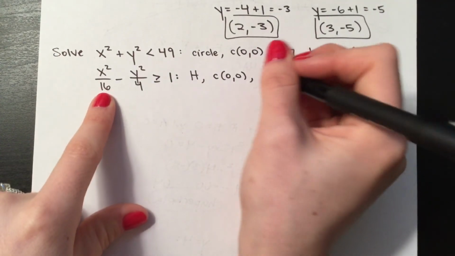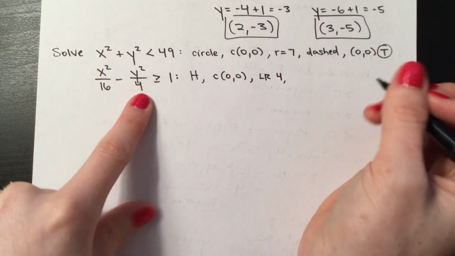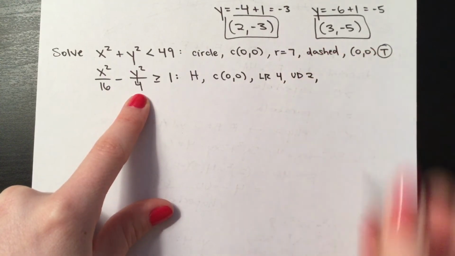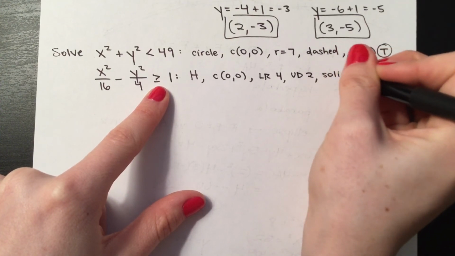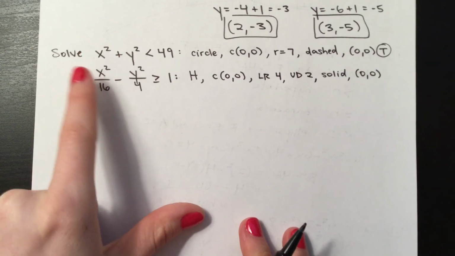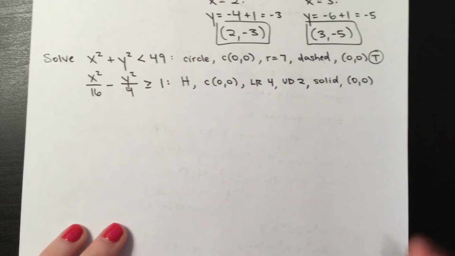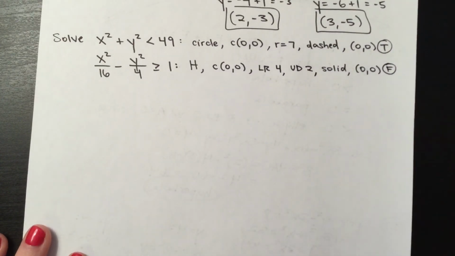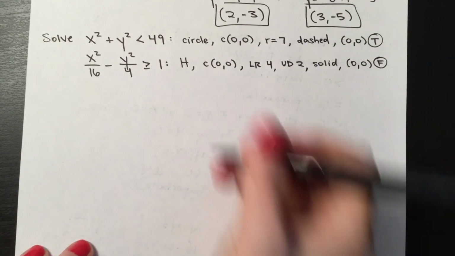This x tells me that I'm going to go left and right 4 units. That's the square root of 16. This y value tells me I'm going to go up and down 2 units. It's the square root of 4. This is going to be a solid line because I do have the or equal to. And finally, let's do our 0, 0 check. This would be 0 minus 0 is greater than 1. That is not true. That is false. So with that one, our 0, 0 check ends up being false. So let's plot all of this information here and see what we end up with.